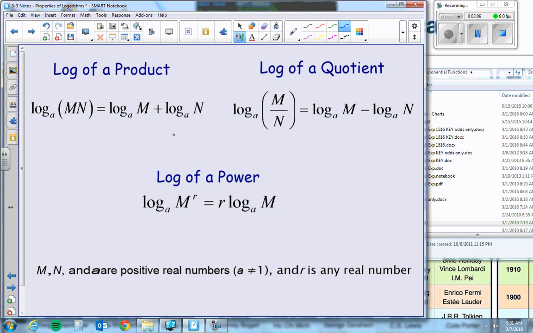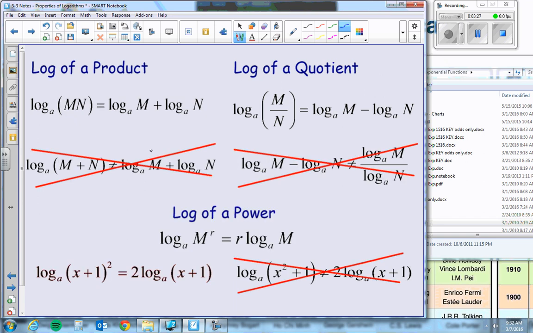Now, here's the new rules. We have log of a product, log of a quotient, and the log of a power. And the biggest thing to realize is that we're taking a single log and breaking it up into 2 logs. We'll do it backwards and forwards. So if we have a sum of 2 logs, you can rewrite as a log of the product.